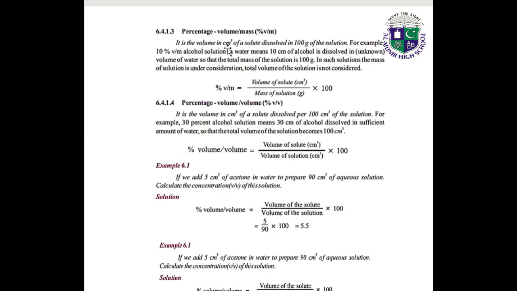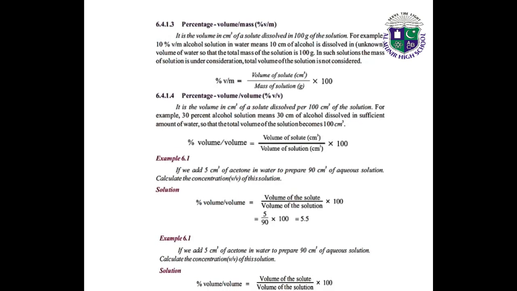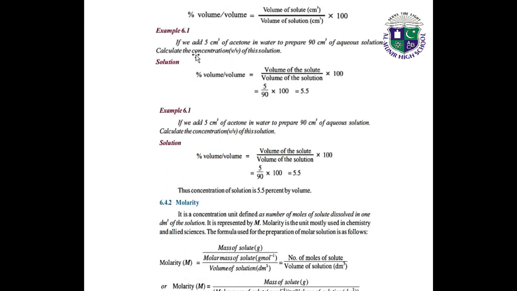It is the volume in centimeter cube of a solute dissolved in 100 grams of the solution. So here we have this formula and an example is also given. Percentage volume by volume: it is the volume in centimeter cube of a solute dissolved per 100 centimeter cube of the solution. Here we have the example, students.